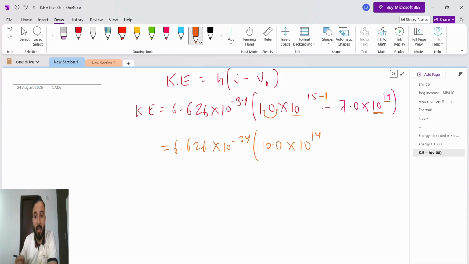Understand, guys? Whenever you have to do this, keep the 10 to the power the same. So the 10 to the power should be the same, meaning this is 14. Let's change this also to 14, so we have to do minus 1. Minus 1 means the point will go towards the right side. So 10.0 into 10 to the power of 14 minus 7.0 into 10 to the power of 14.